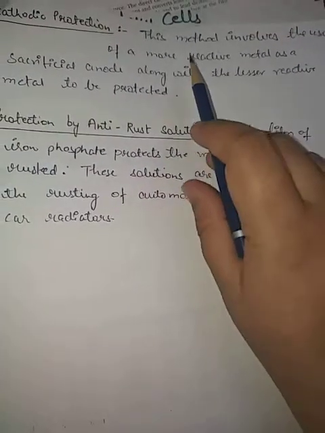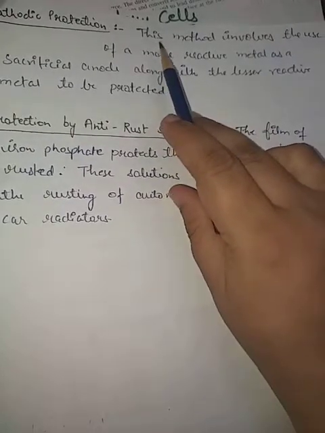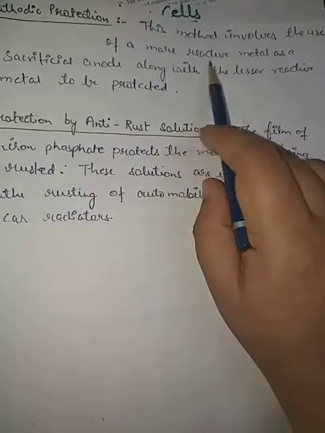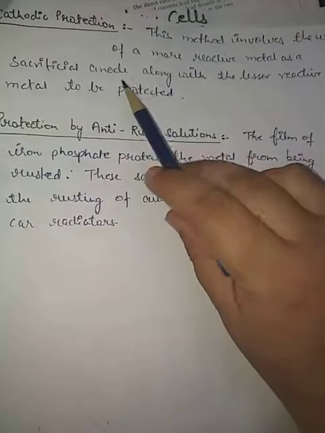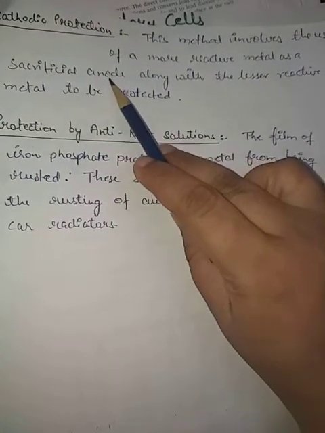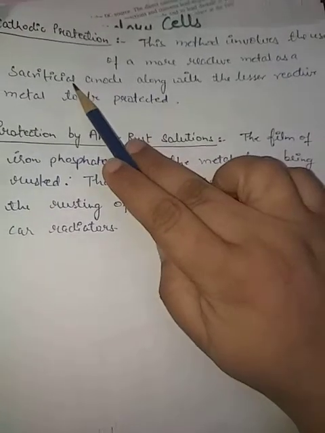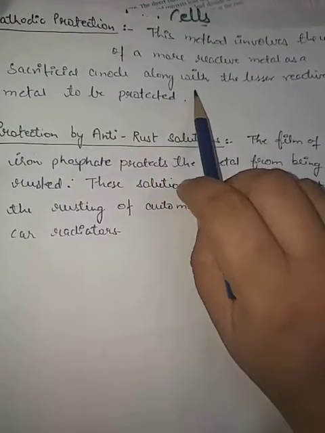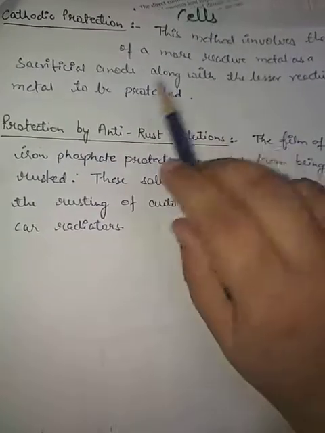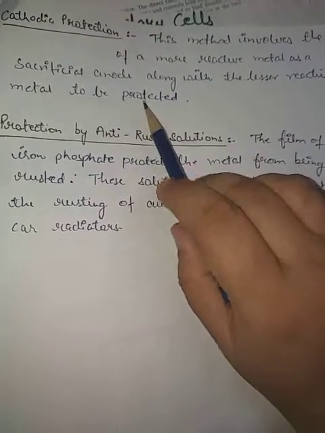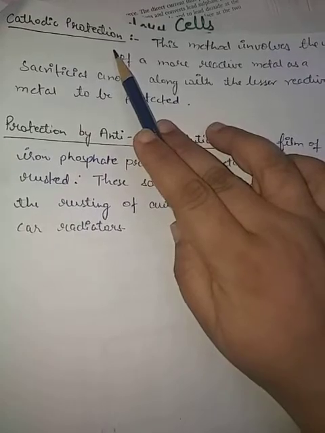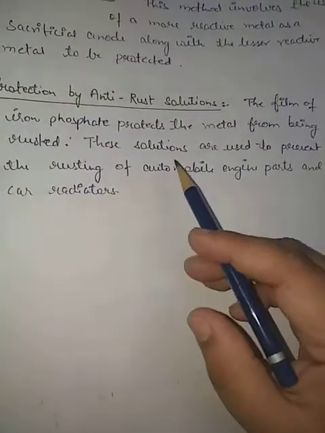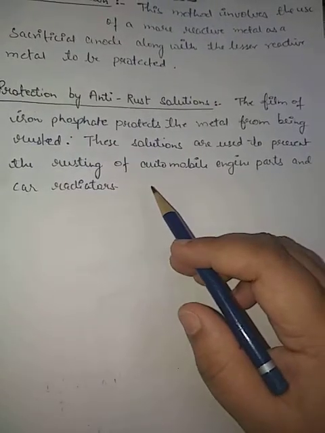Now here also, this method involves the use of a more reactive metal. Here also, the more reactive metal is used as a sacrificial anode. It sacrifices itself to protect the inner metal, which is the lesser reactive metal to be protected. So this is cathodic protection, and the last one is protection by anti-rust solutions.